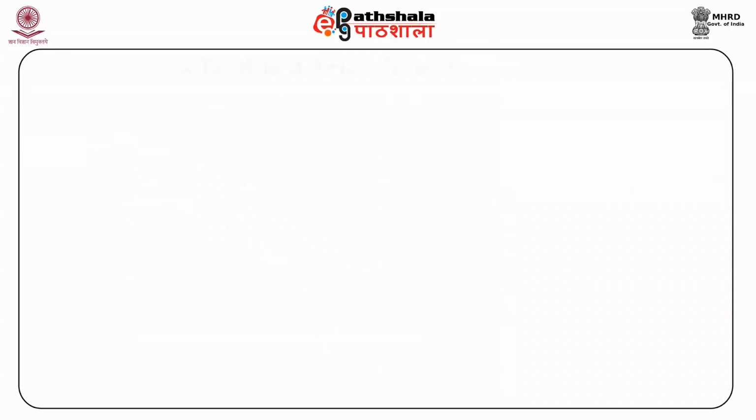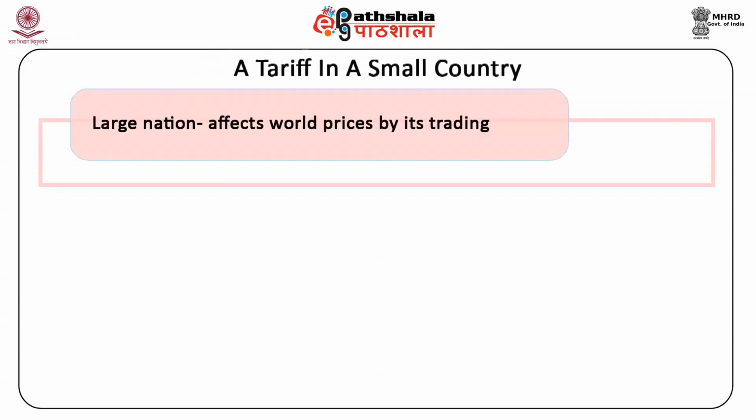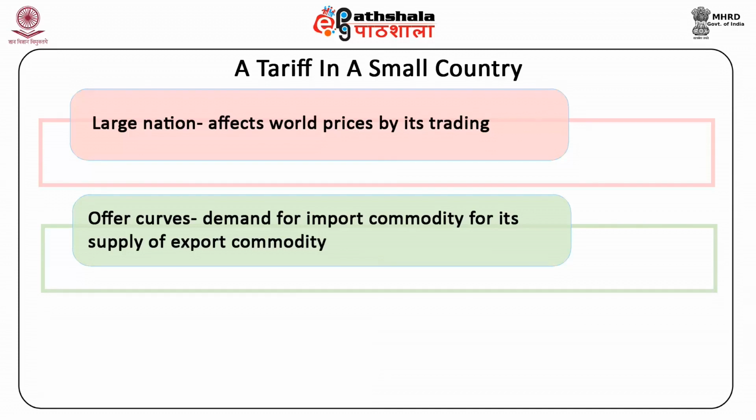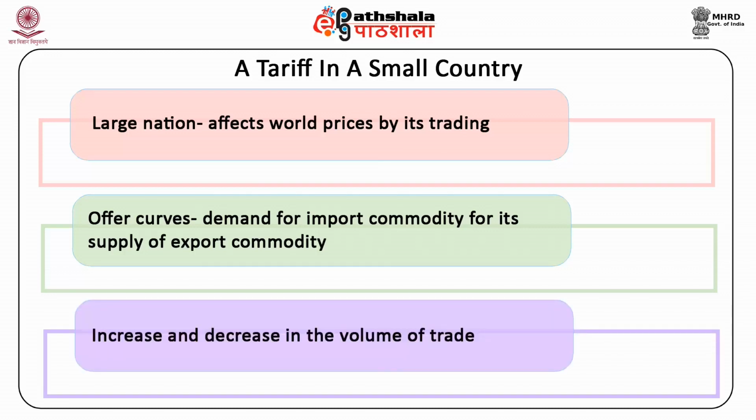national welfare. We will now examine the effects of an import tariff in a large nation, which is defined as a nation that affects the world price of the commodity by its trading. The terms of trade effect of a tariff can also be seen with the help of offer curves. The offer curve of a nation shows how much of its import commodity the nation demands for it to be willing to supply various amounts of its export commodity. The tariff will result in either an increase in the volume of trade or a decrease in the volume of trade. Both will be examined in this module.